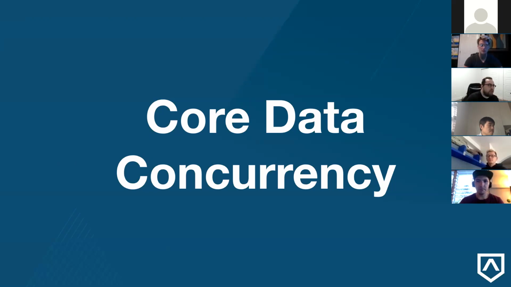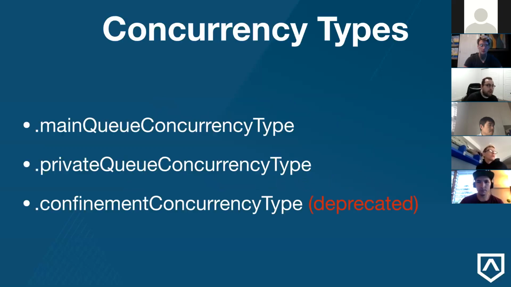So there are basically two types of concurrency, and these concurrency types exist on a managed object context itself. There's the main queue concurrency type, which would be our main context or view context that we've been using up to now. And there's also a private queue concurrency type. That would be saying, hey, this is just on some background thread, background queue. It doesn't matter which one it is. We just know it's not the main queue. And then there's the confinement concurrency type, which is deprecated, so we don't use it anymore. It would be used if you were using thread confinement, which is not very common, so they're getting rid of it. You don't really need to worry about that.